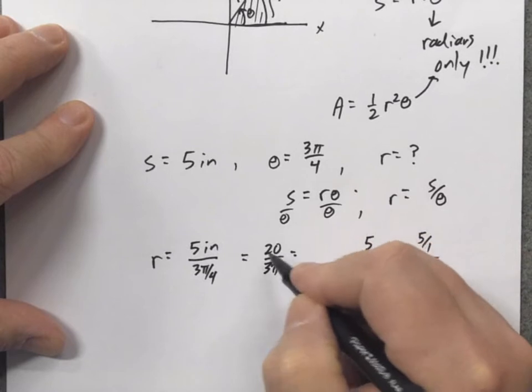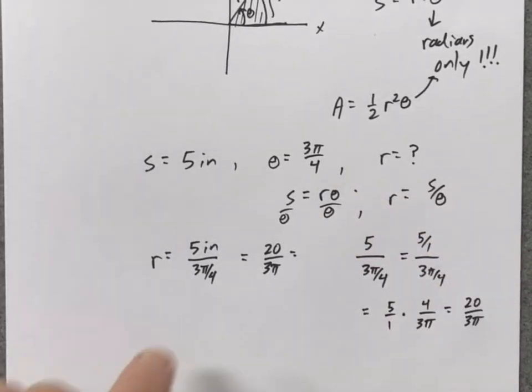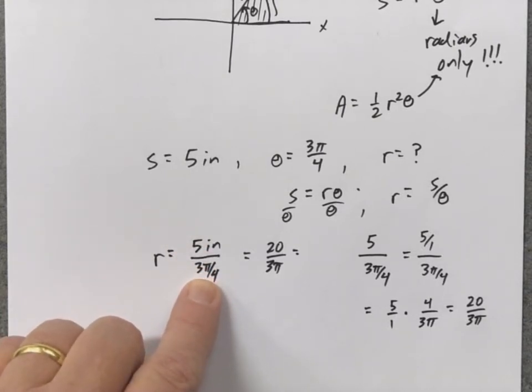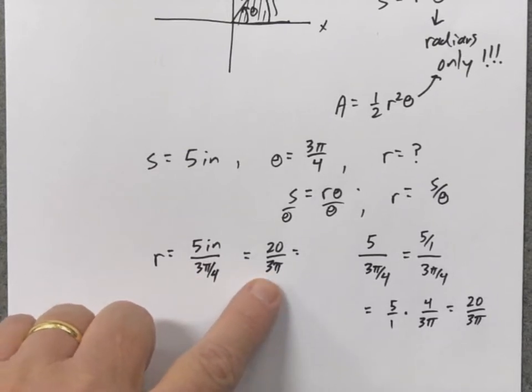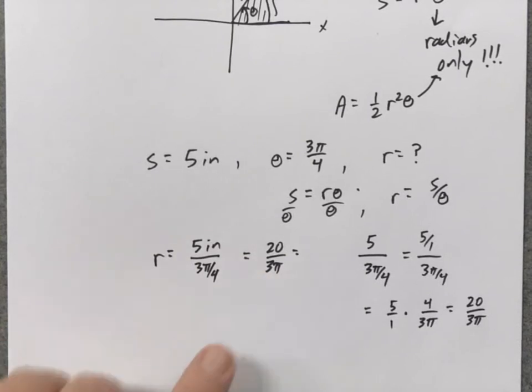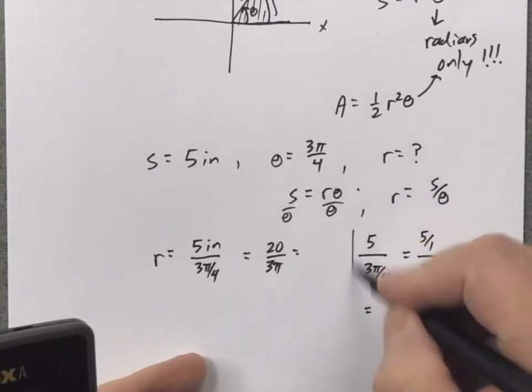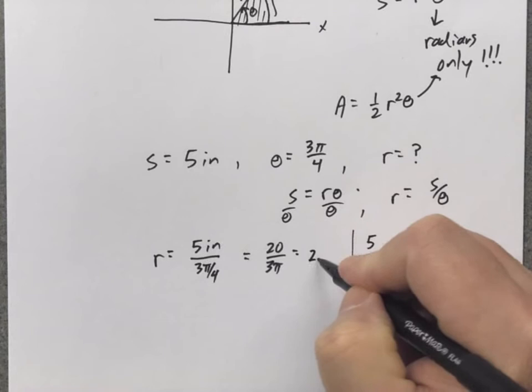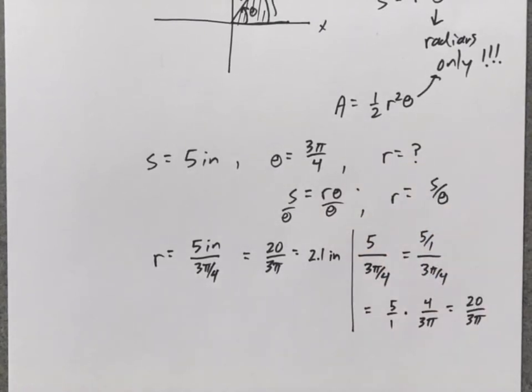Now I can grab my calculator. If you can enter these numbers and your calculator is smart enough to do it correctly, that's fine. But my calculator is old enough that it's much easier if I do it like this. So 20 divided by 3 divided by pi, 2.12, but they said round it to the nearest tenth, 2.1 inches. And that's it. The radius is 2.1 inches.